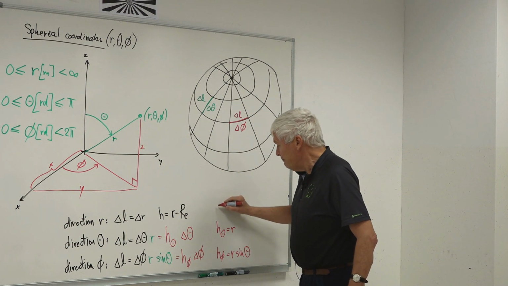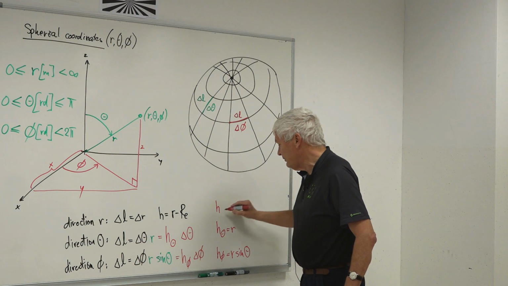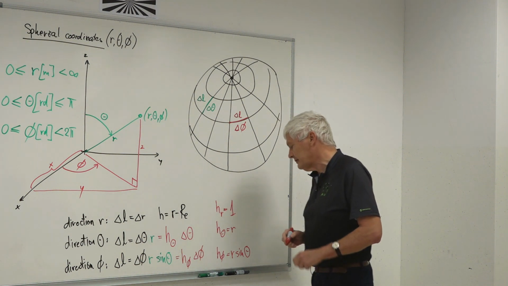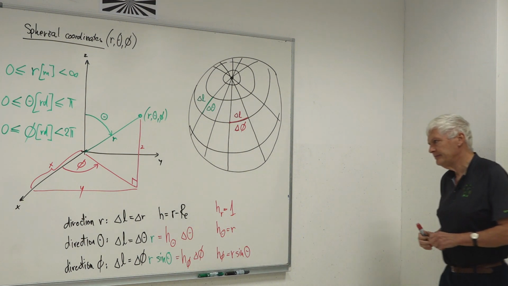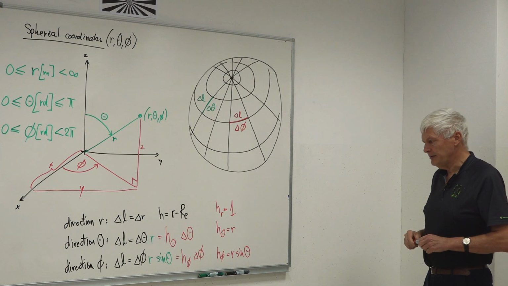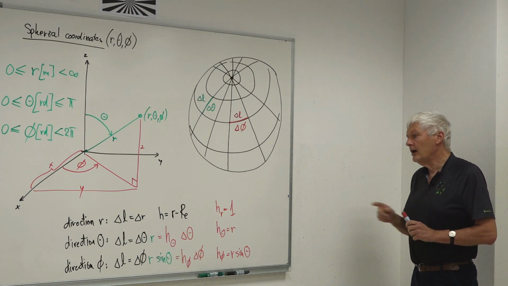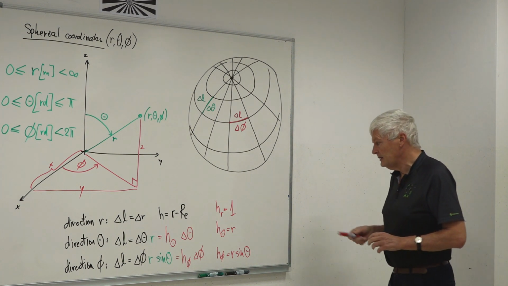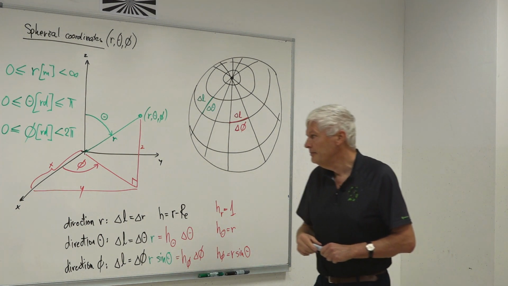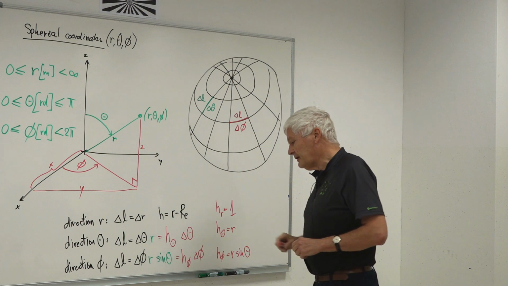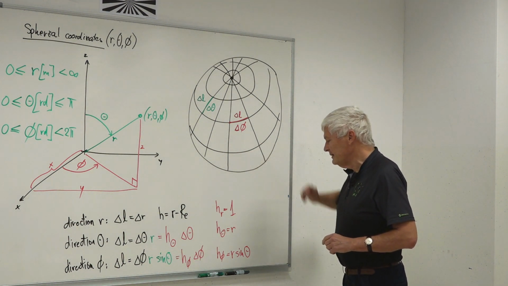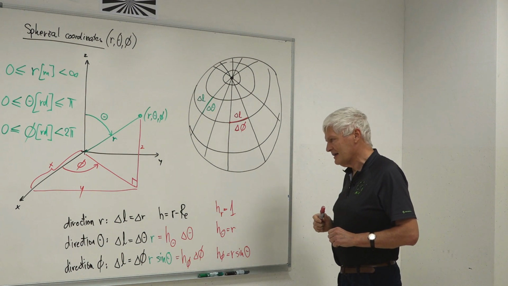And of course, I may also define a Lamé coefficient or scale factor for r. This is simply equal to unity. There's no problem. So I do have these problems. How do I calculate these coefficients in arbitrary curvilinear coordinates? The geographical coordinates are curvilinear coordinates because meridians are not straight lines, because parallels are not straight lines.